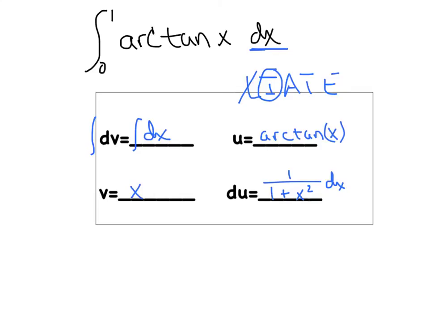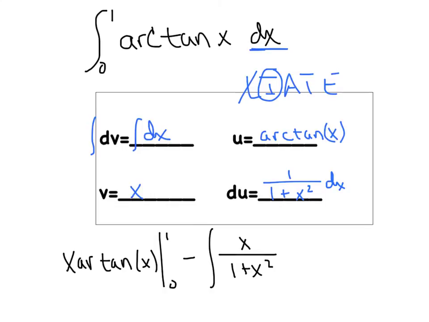So that's very important. Alright, so now what's my integral say? It's going to be uv with bounds. So it's going to be x times arctangent of x with bounds of 0 to 1 minus the integral of v du. So it's going to be x all over 1 plus x squared dx, again, bounds of 0 to 1.